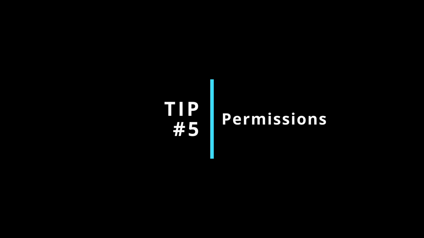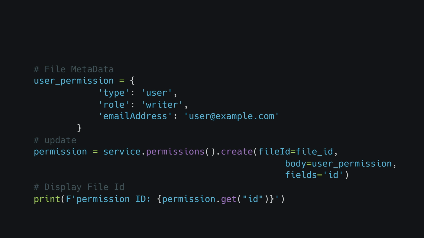Tip number 5, set the permissions for uploaded files. By default, uploaded files are owned by the user who uploaded them. If you're using a service account to upload the files, you may need to grant yourself permissions to see these files by using the permissions create method.